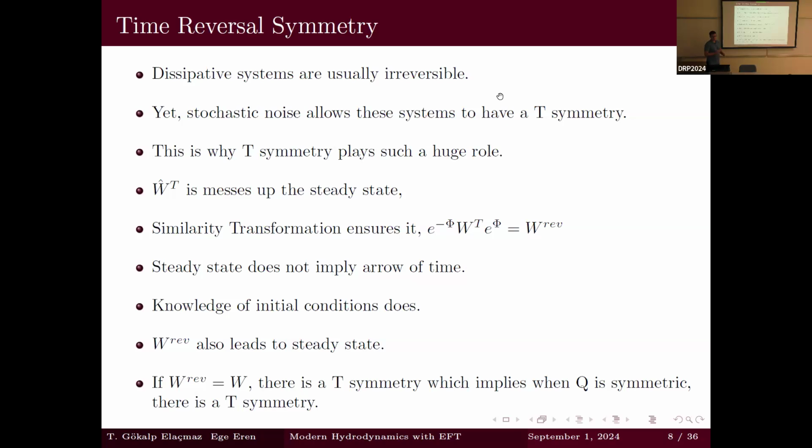Okay. So we get to time reversal symmetry. This is important because dissipative systems tend to be irreversible.